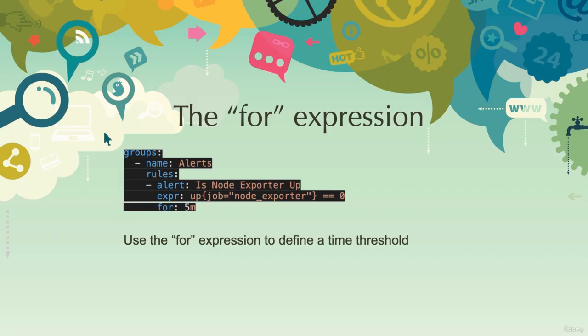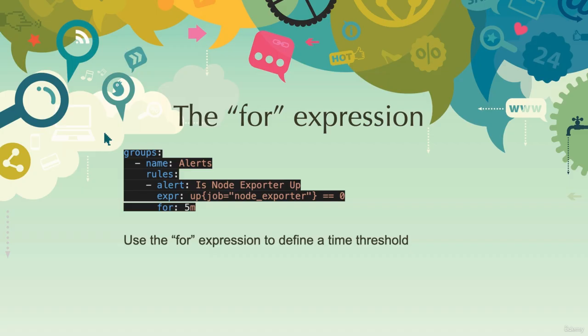In your alert YAML file, you can simply use for and then define a time. For expression has to be exactly under the expression or expr, because in the YAML file, as we said, the number of spaces and indentation is very important. For the time, you can use s for second, d for day, m for minute, w for week, h for hour, and y for year.